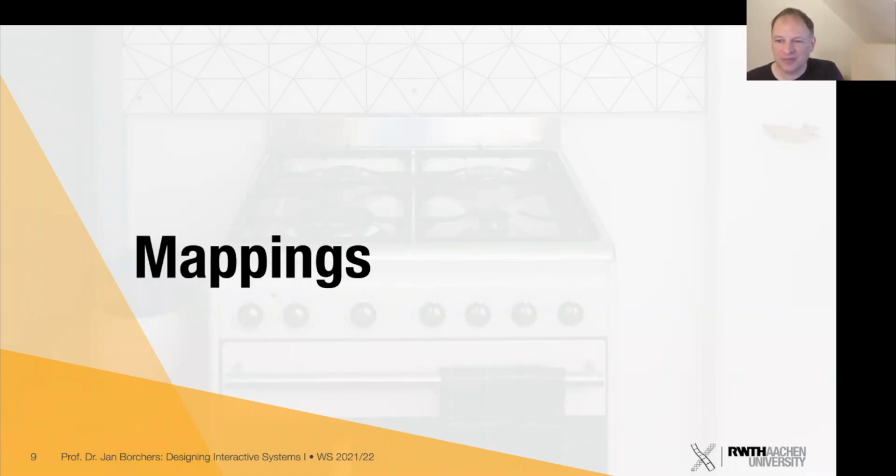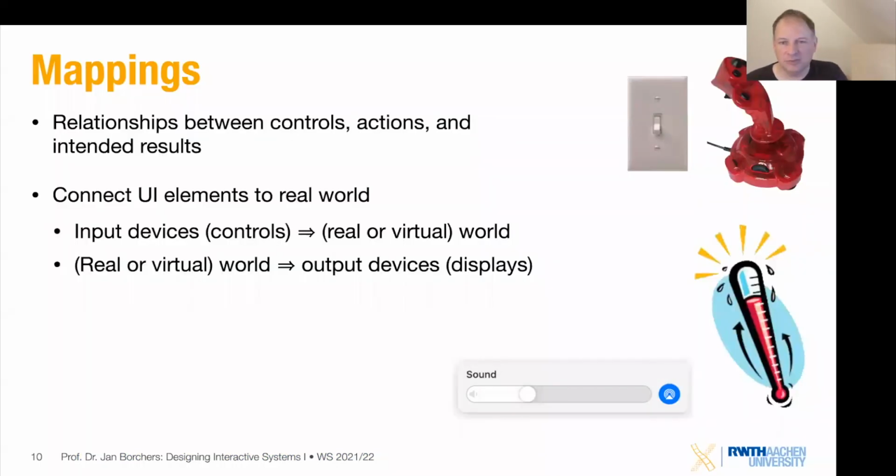So mappings are, you know, from computer science, from mathematics lectures, right? A mapping typically takes numbers from one domain and maps them to another domain. It's related to functions. And it's similar here. Our mappings are relationships between controls, actions, and the intended results.